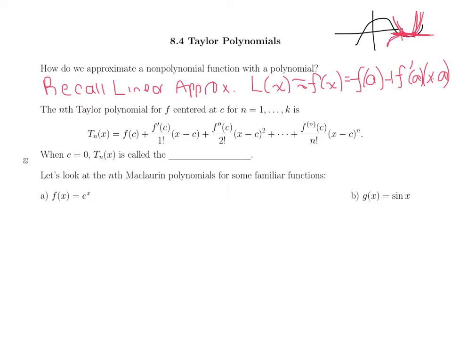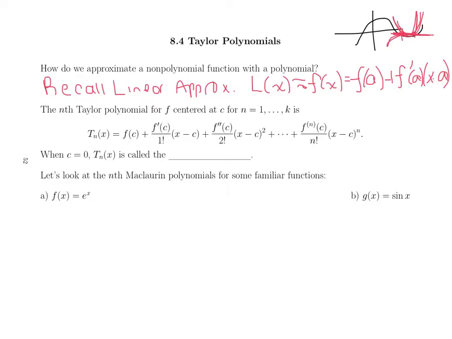So here's the formula, the nth Taylor polynomial for f. We're going to say it's centered at c for any n that you want to use. So you get to decide how many degrees you would like in your polynomial. So this is Tn of x for an nth degree polynomial. You're going to start out with f of c plus f prime of c divided by 1 factorial times x minus c, plus the second derivative evaluated at c over 2 factorial times x minus c squared. And then you continue that pattern all the way down to the nth derivative evaluated at c over n factorial times x minus c to the n. So this is the equation for a Taylor polynomial.